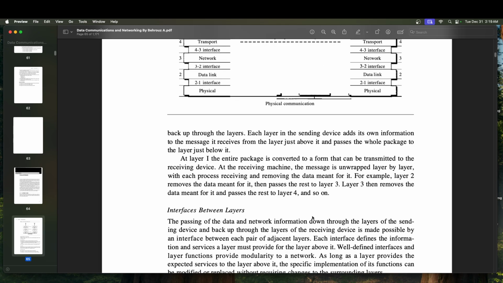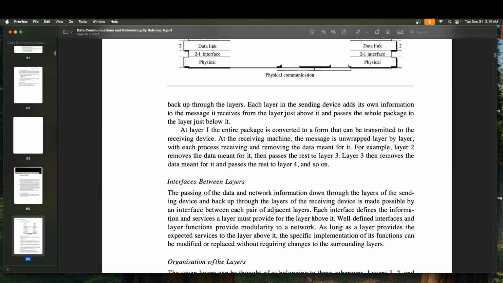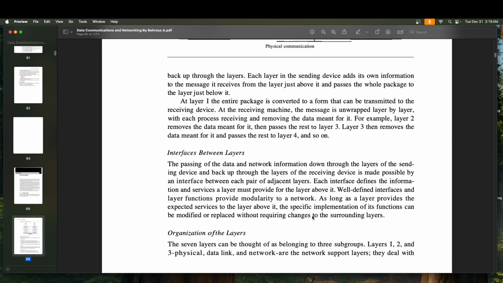Now, each layer adds its own information. The message passes as a whole. So what is happening is, with the data, each layer keeps on adding some extra information to it, so eventually the packet size will increase. Now, interface between the layers: the passing of data and network information down through the layers of the sending device and back up through the layers of the receiving device is possible because of an interface between each pair of adjacent layers. So basically there are interfaces between the layers.